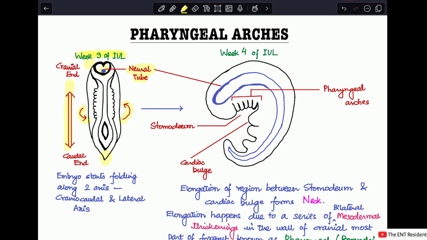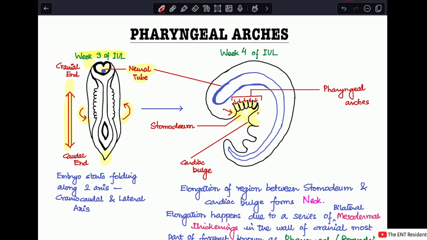I'll first show you the structures here. This is the stomodium. This is the cardiac bulge. So what happens in the fourth week is the region between the stomodium and the cardiac bulge, which is this area, starts to form the neck. And this elongation happens due to a series of bilateral mesodermal thickenings in the wall of the cranial-most part of the foregut, and these are known as the pharyngeal arches. So you see over here, these structures that you're seeing, these are the pharyngeal arches that develop due to elongation between the stomodium and the cardiac bulge.